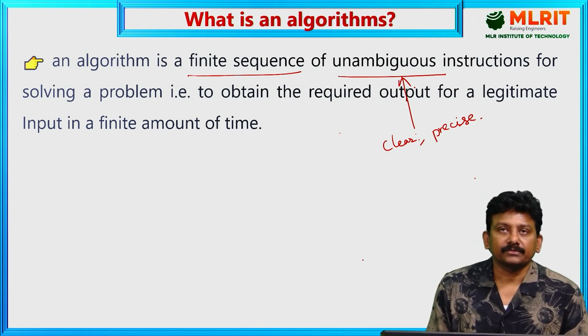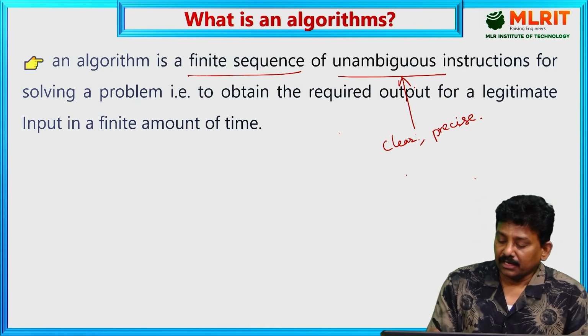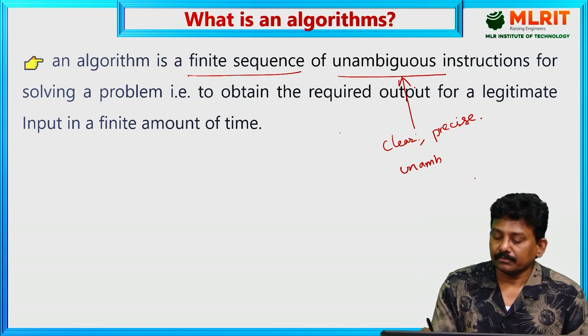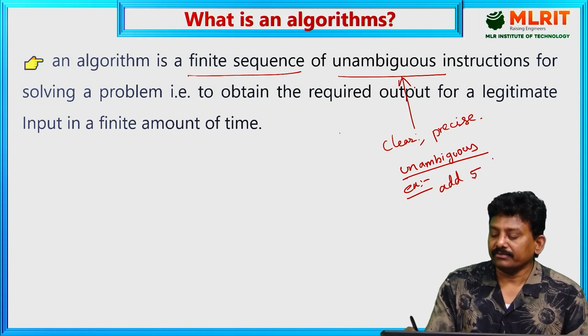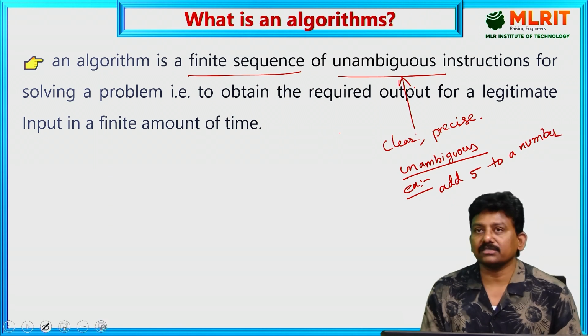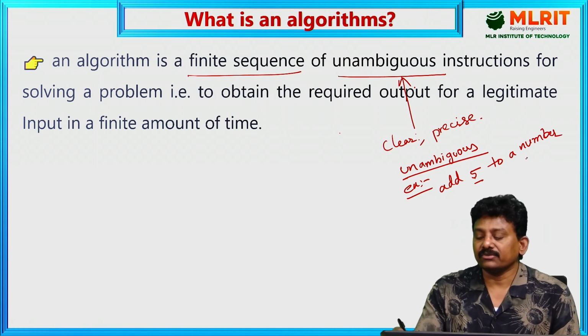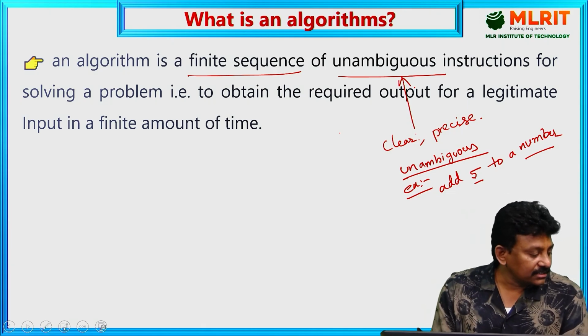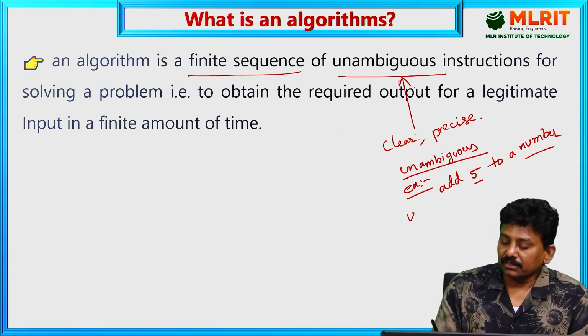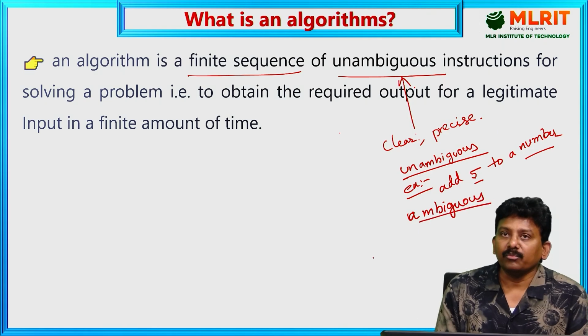What does unambiguous mean? For example, add 5 to a number. Here the instruction is clear. That means 5 is added to a number. Then what is an ambiguous instruction?